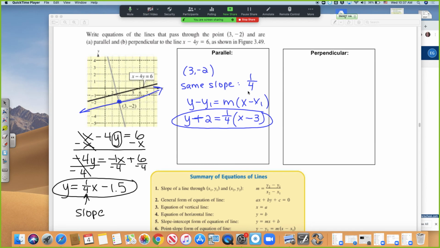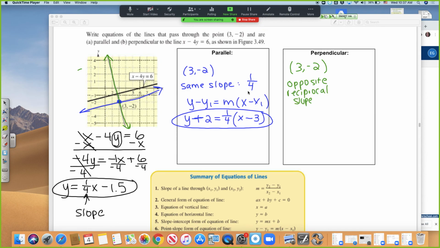Perpendicular lines are different. The perpendicular line that we see here also passes through the point 3, negative 2. So if you see, I just outlined this in green. It also passes through the point 3, negative 2. However, perpendicular lines have what type of slopes? This is way more difficult than just same slope. Devin? Opposite reciprocal? Yes. So they have opposite, also known as negative. The textbook says negative. I prefer opposite. So opposite reciprocal slopes.